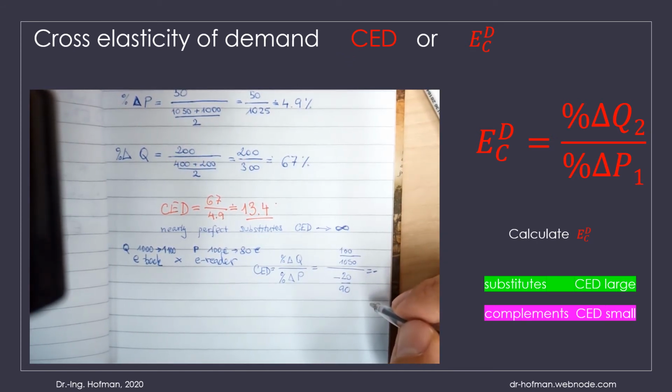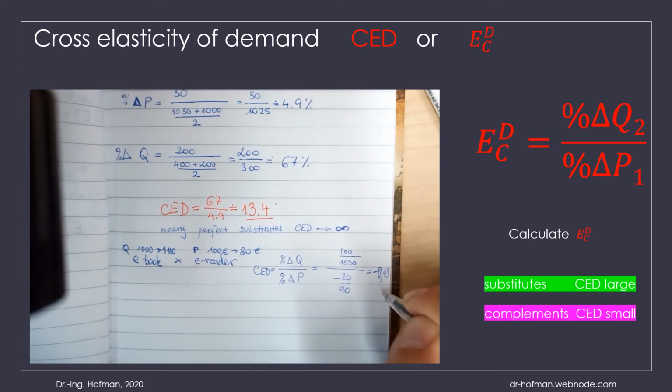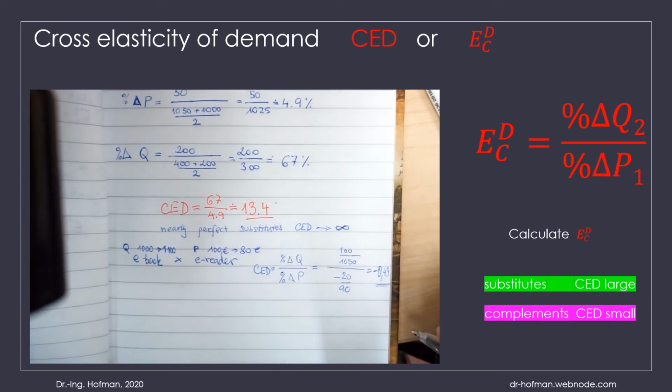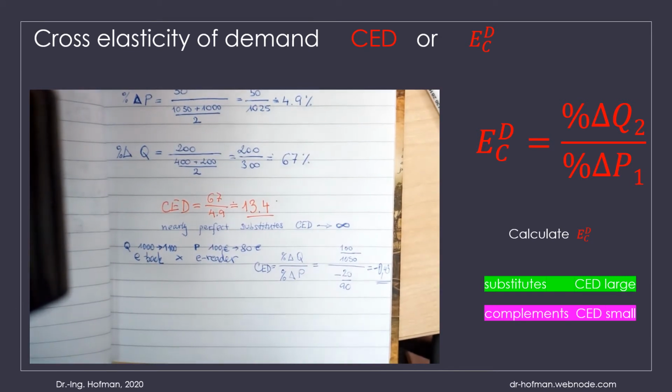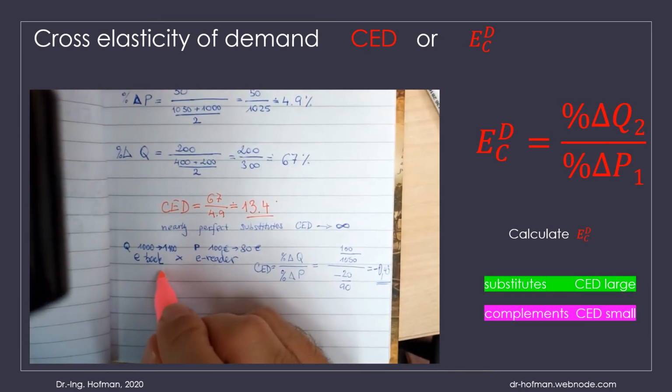And this makes sense. If you lower the price of an e-reader, this complement product, a product that goes along with my ebook, it increases the demand. You see, these products, ebook and e-reader, are complements.